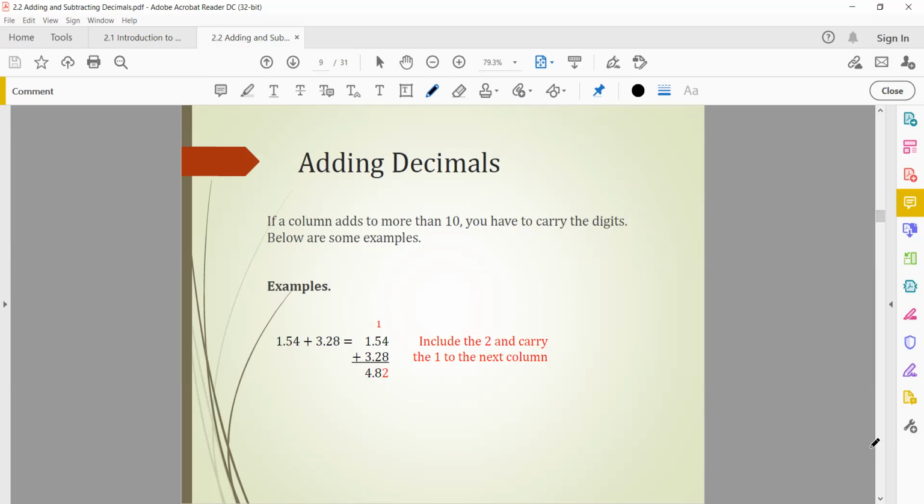Okay, let's go back to the whiteboard. Okay, so subtracting decimals is pretty much the same thing. There's only one difference, that in some cases, instead of carrying a number, you have to borrow a number, which is kind of like the reverse of carrying something. We'll look at examples, but first we'll look at the simplest possible ones.